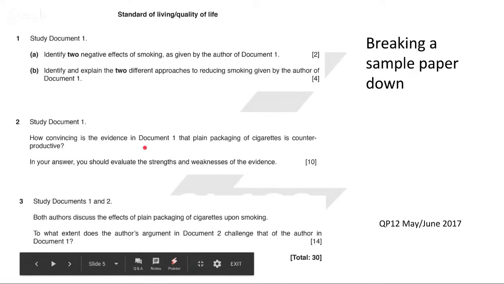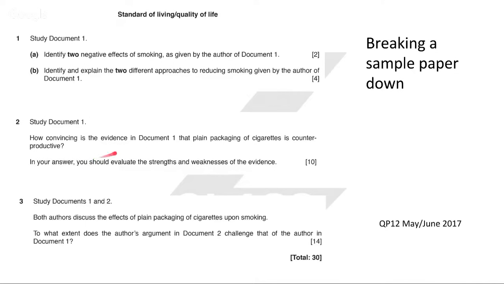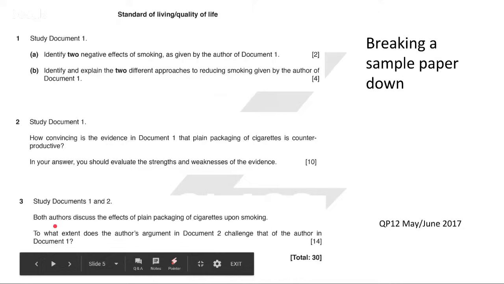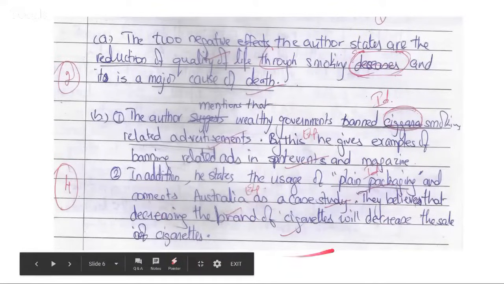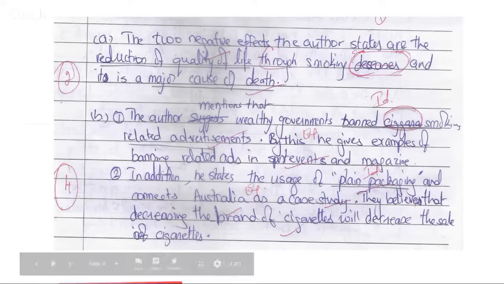So that's question 2, which says, how convincing is the evidence in document 1 that plain packaging of cigarettes is counterproductive? In your answer, you should evaluate the strengths and weaknesses of the evidence. We'll see this answer too. And number 3, study documents 1 and 2. Both authors discuss the effects of plain packaging of cigarettes upon smoking. To what extent does the author's argument in document 2 challenge that of the author in document 1? So let's see the responses. I actually had to take these responses off the answer sheets. I actually had to request permission for these.